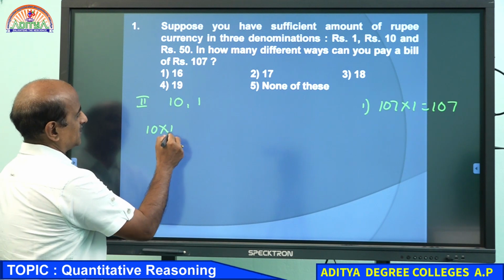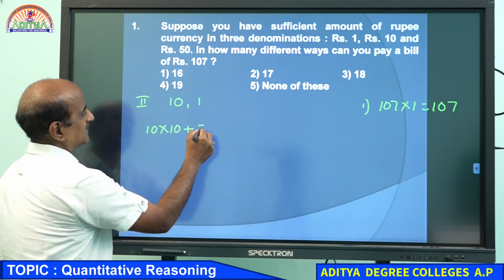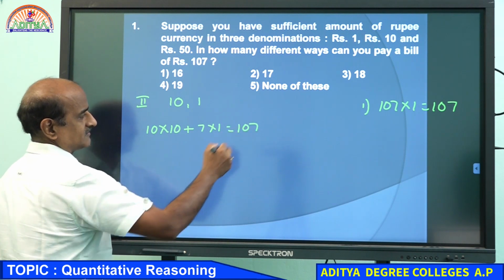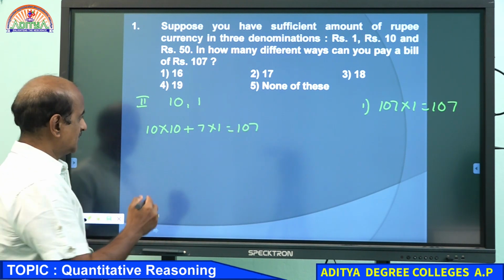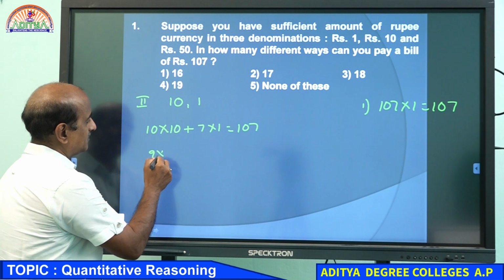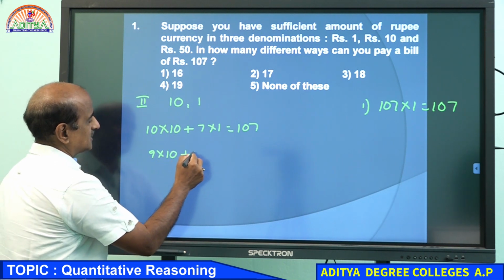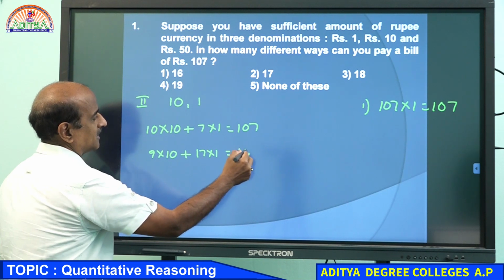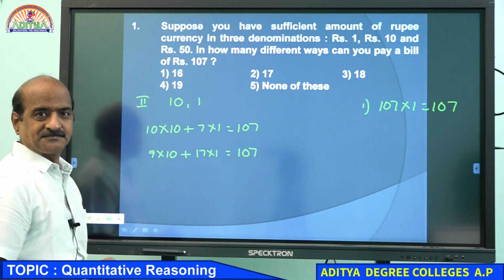10 ten-rupee notes plus 7 one-rupee notes. I hope you understand. That is about 107. Okay, yeah. 9 ten-rupee notes. I hope you understand this. 17 one-rupee notes. Like that, you can make 107.